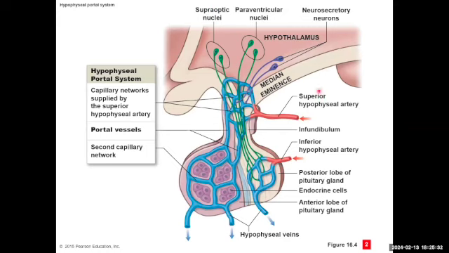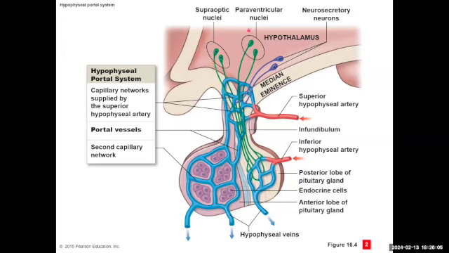This is what we mean. Okay, so in this case, this is the anterior, this is the posterior, right? So let's do the posterior first. You see the neurons that are located here? These neurons that are located here, we're going to call these the supraoptic nuclei. Okay, the supraoptic nuclei. Remember, a nuclei is a cluster of neuronal cell bodies.